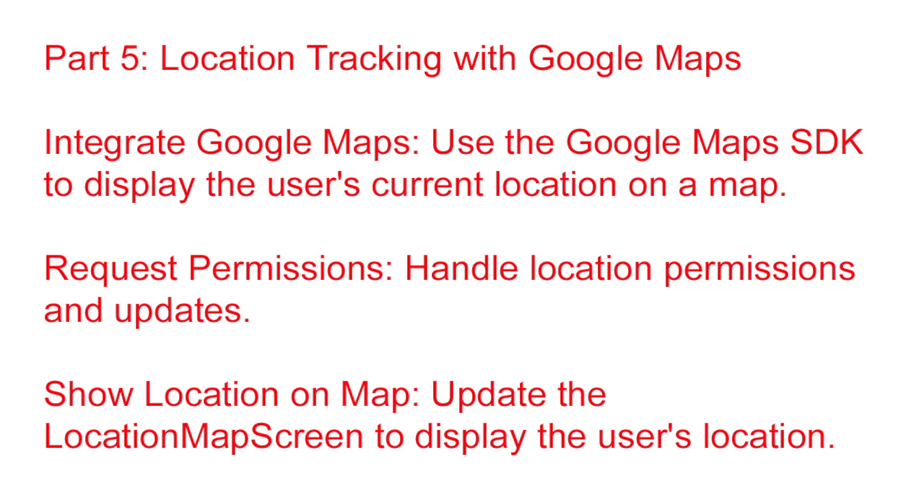Part 5, get the Google Maps out. Get them working. Do some requests, handle some permissions, and show the location. We'll know we've finished step 5 when it shows our location. Update the location map screen to display our location.